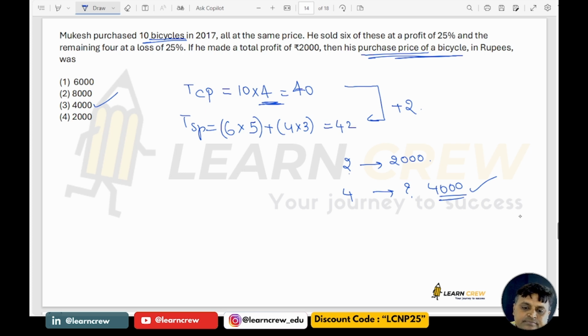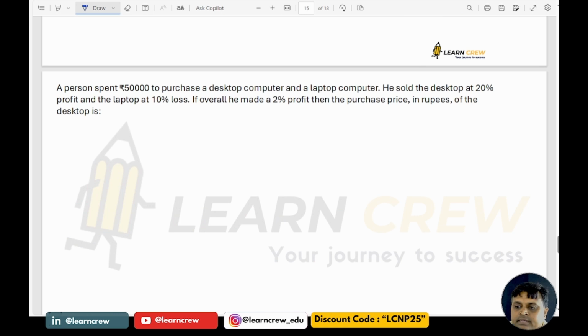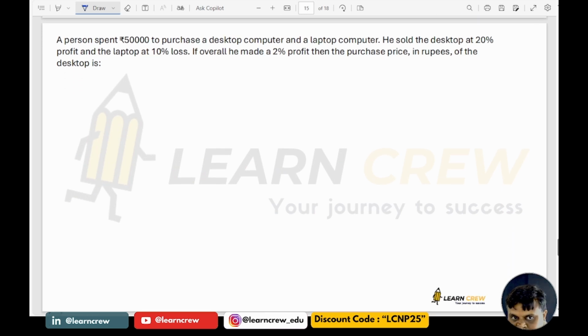Next. A person spent 50,000 rupees to purchase a desktop computer and a laptop computer. He sold the desktop at 20% profit and the laptop at 10% loss. If overall he made a 2% profit, then what is the purchase price in rupees of the desktop?